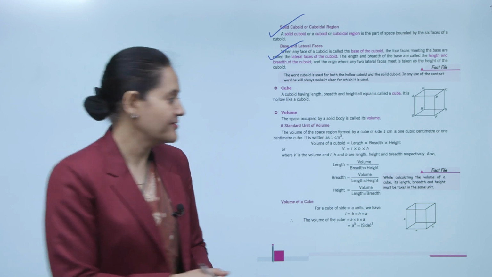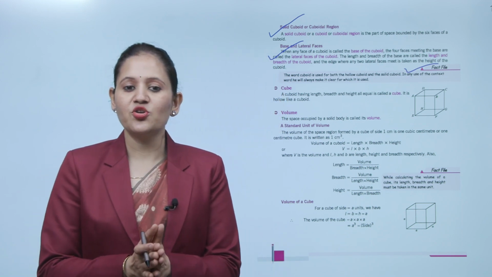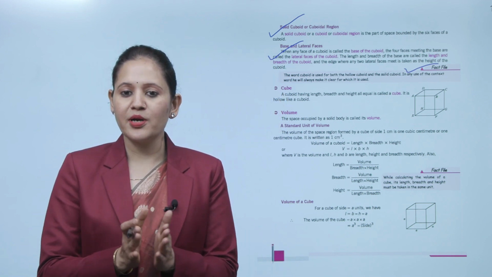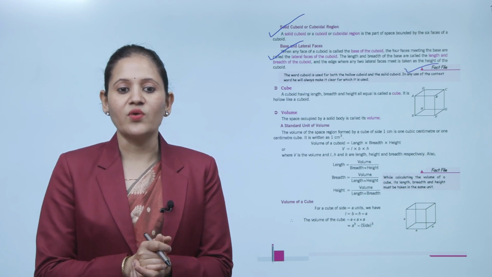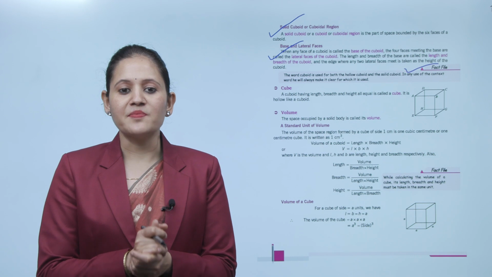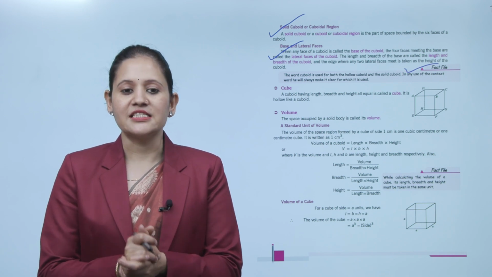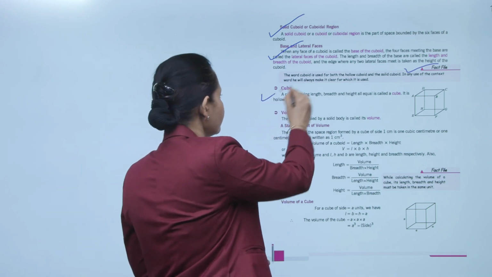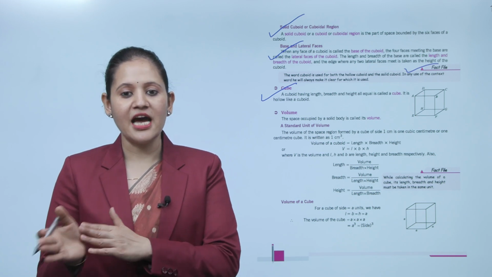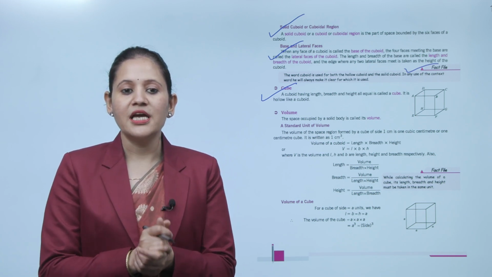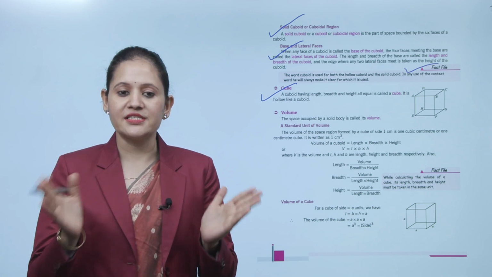Next is fact file. The word cuboid is used for both a hollow cuboid and a solid cuboid. In any use, the context will always make it clear which it is used for. Clear? Next is cube. A cuboid having length, breadth and height all equal is called a cube. It is hollow like a cuboid. So in a cube all faces are equal.